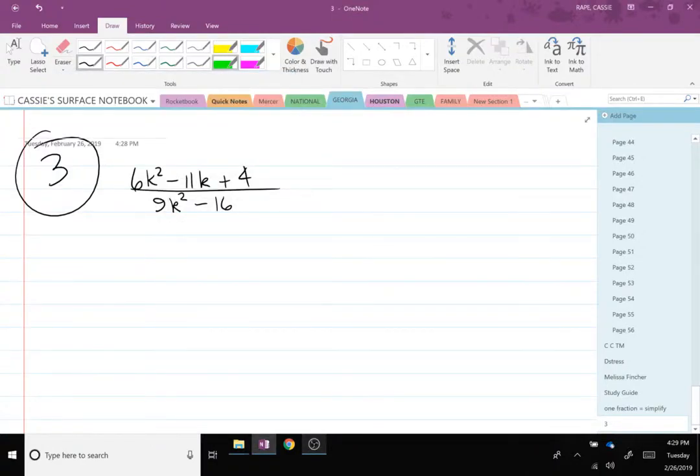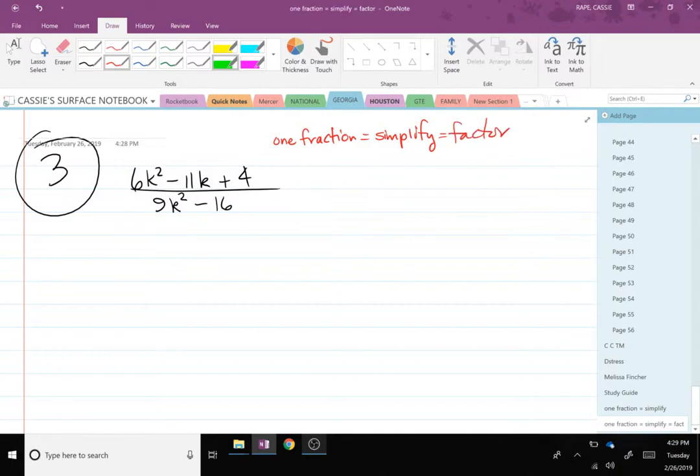This is number 3 on your study guide for your rational expressions and equations test. You'll notice on this particular expression that it is just one fraction or rational expression, which means you're going to simplify. And what that means is you're probably going to factor.